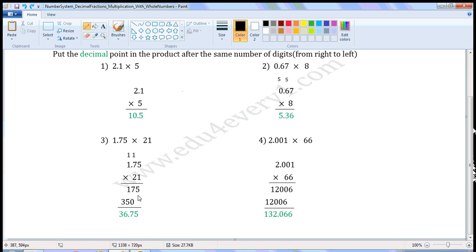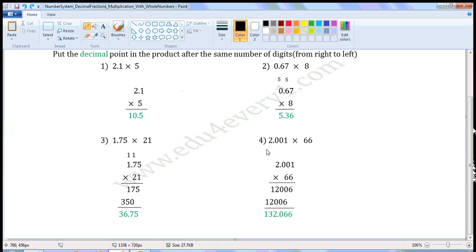Add these numbers. There is 5 here, write 5 here. 7 plus 0 is 7, write 7 here. 1 plus 5 is 6, write 6 here. There is 3 here, write 3 here. Now count the number of decimal places. There are 2 decimal places. So move to the right corner of the result and count 2 places. 1, 2. So put the decimal point here, that is, we have to put the decimal point before 7. So it becomes 36.75. 1.75 into 21 is 36.75.